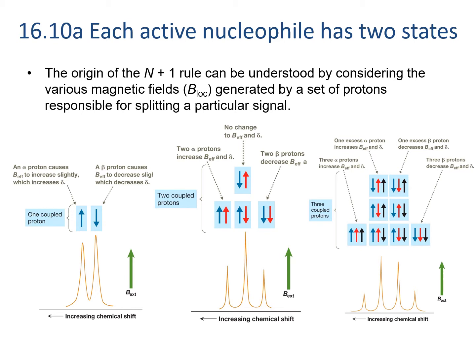On the far right, we see a quartet from 3 neighbors, now with 4 possible states that are either adding all together, 2 adding and 1 subtracting, 2 subtracting and 1 adding, or all subtracting. And since there are 3 possible states where 2 are going one direction and 1 the other for each of the directions, we see a 1 to 3 to 3 to 1 ratio.